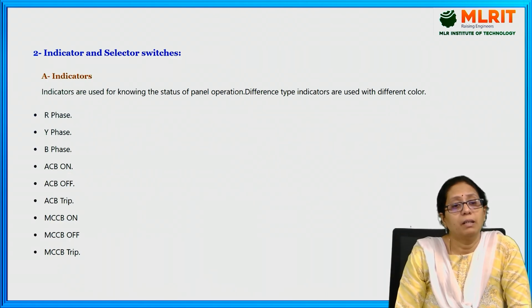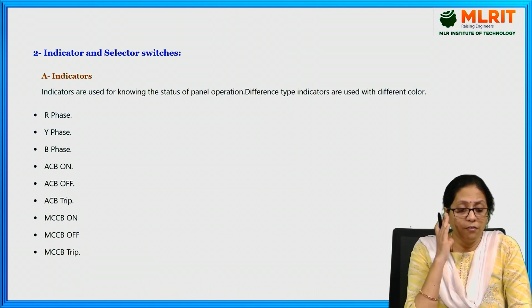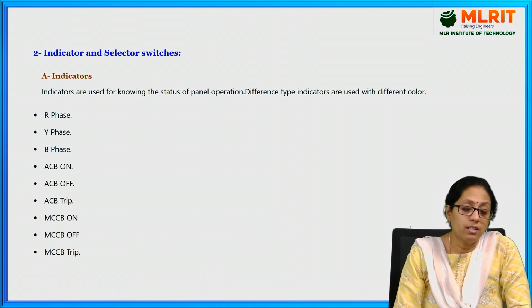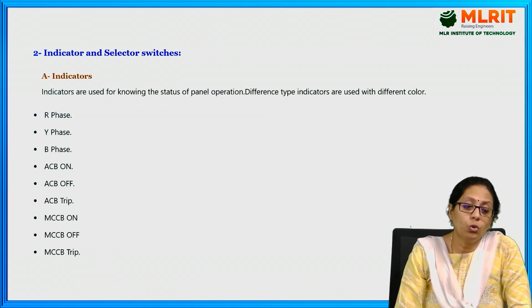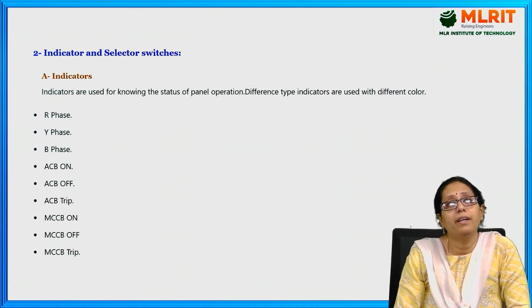The second is indicators and selector switches. Means there are different types of indicators or different types of switches being provided in the LT panel to indicate if there is any kind of problem in an R phase. So where the R phase is being connected, to know the place where the fault has occurred, different indicators are being provided in the LT panel board.